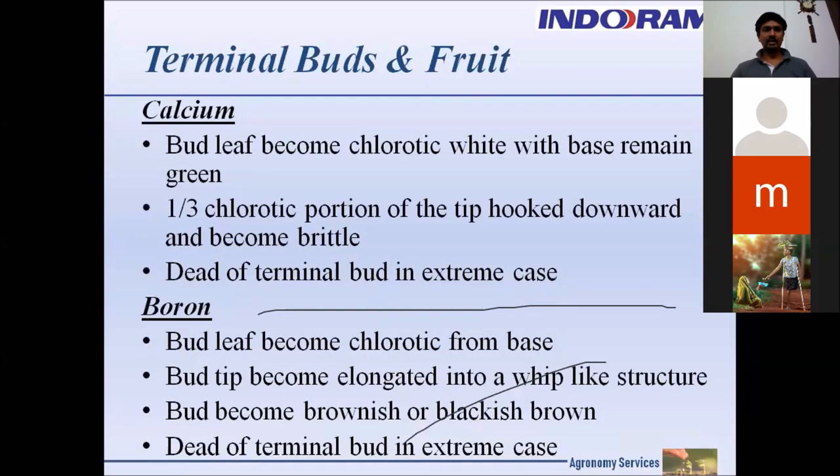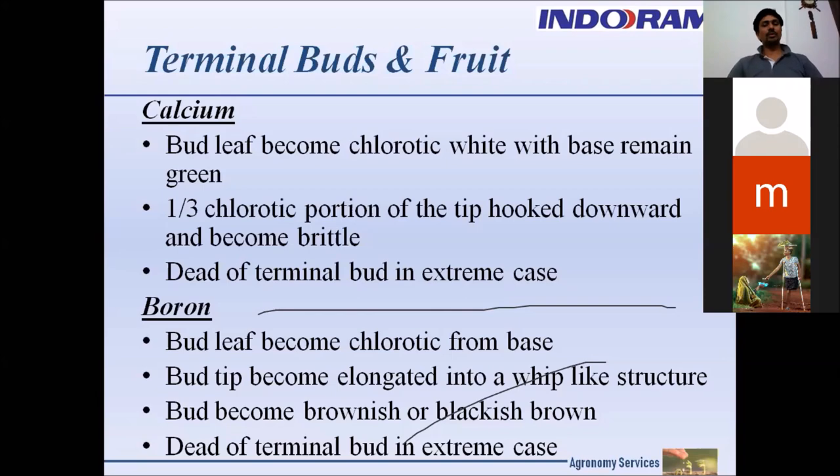Then I need to go back. Now the calcium and boron, if you recall, these are the deficiency symptoms which appear on the apical bud. So the bud leaf becomes chlorotic white with the base remaining green. In the case of calcium deficiency, the bud base will remain green, but in the case of boron, the chlorosis will start from the base. So that's the major difference, okay? Calcium, the bud base will remain green, but boron, the chlorosis will start from the base.